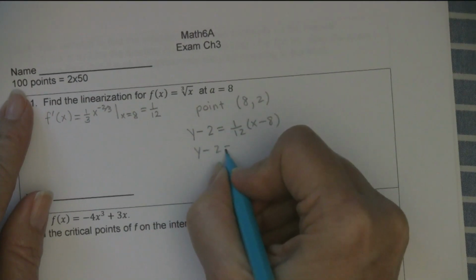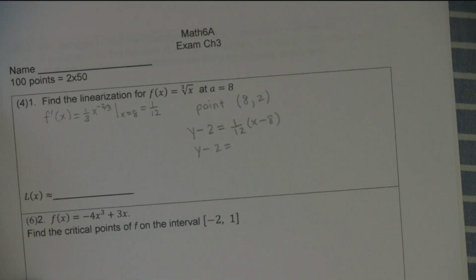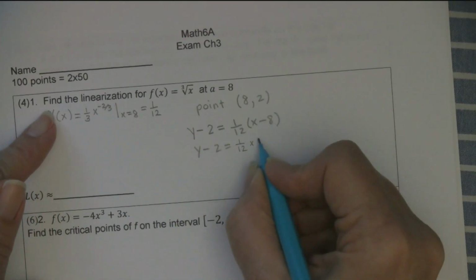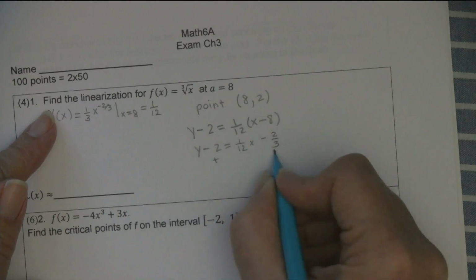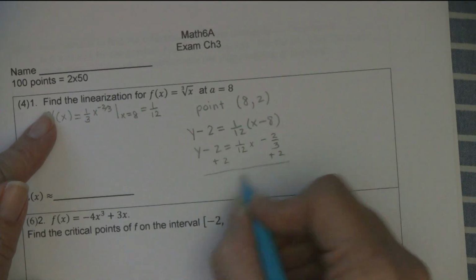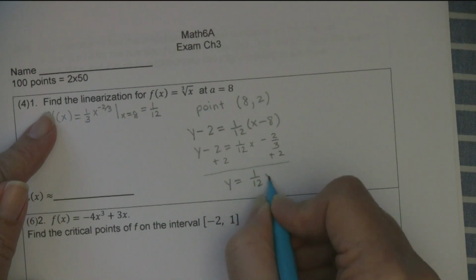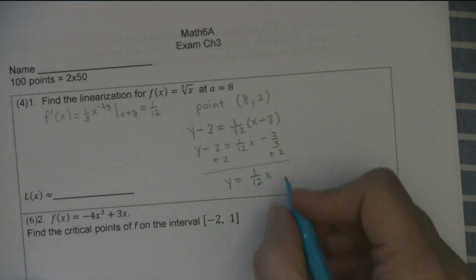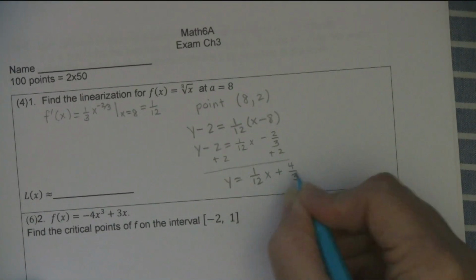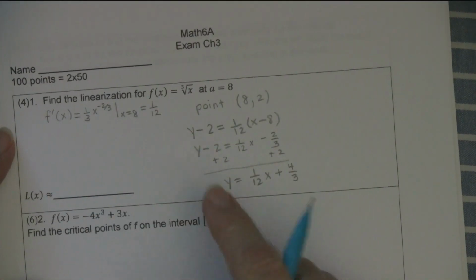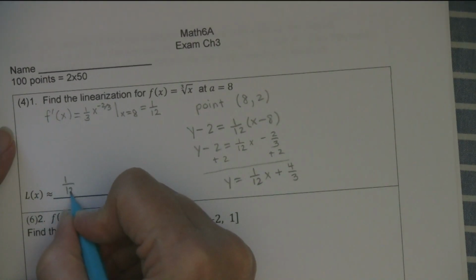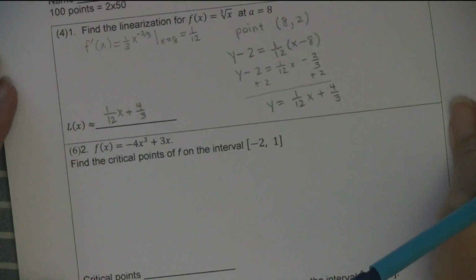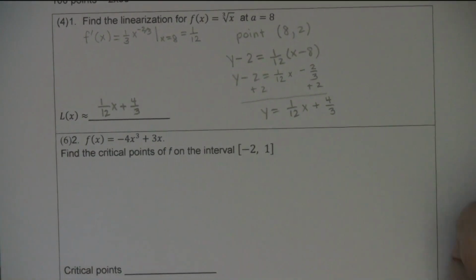So this becomes 8 over 12, which is 2/3. So this is 1/12 x minus 2/3. Then I'm going to add 2 to both sides. So y equals 1/12 x, and then I had negative 2/3 plus 2, which is 4/3, plus 4/3. And then this is my linearization, so I'm going to put that right here: 1/12 x plus 4/3. There's a formula that they have in your book, but all it is is the tangent line.